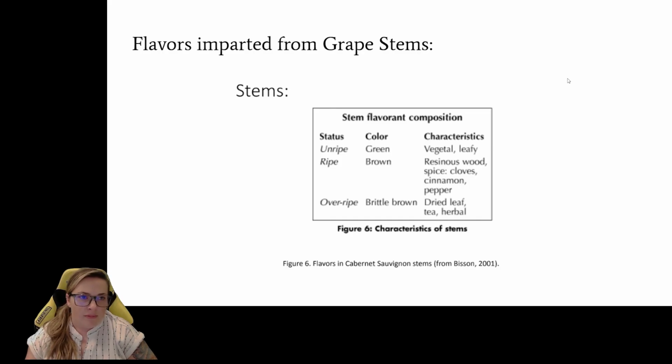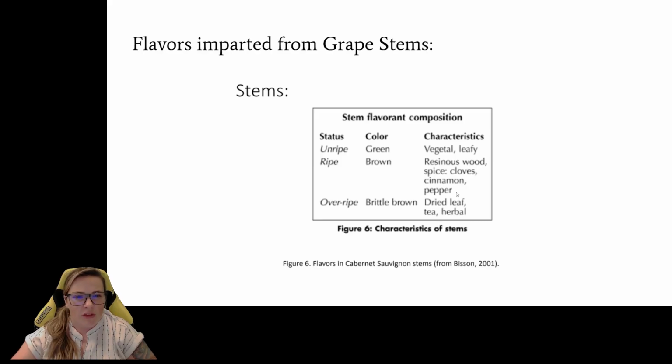Another thing to consider in winemaking is that if you choose to ferment whole cluster and you keep the stems on the fruit, there's actually characteristics you can gain from the stems themselves, right? If you have green stems, the status is an unripe cluster, and it's going to contribute vegetal and leafy characteristics to your wine. If the stems are brown, that means they're considered ripe, and they start to turn from green to brown. Then you'll get some interesting characteristics like resinous wood, spice, cloves, cinnamon, and even pepper.